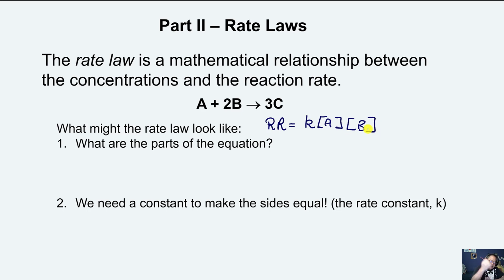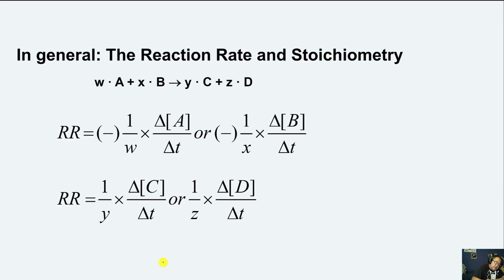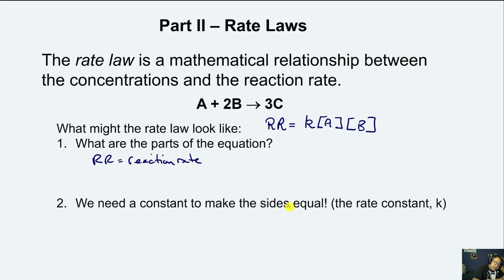And so there are different parts to the equation. There's the reaction rates, right? RR is still the reaction rate, not rate. There's these brackets like this, right? Like this is the concentration A. And then there's brackets like this. That's concentration B.